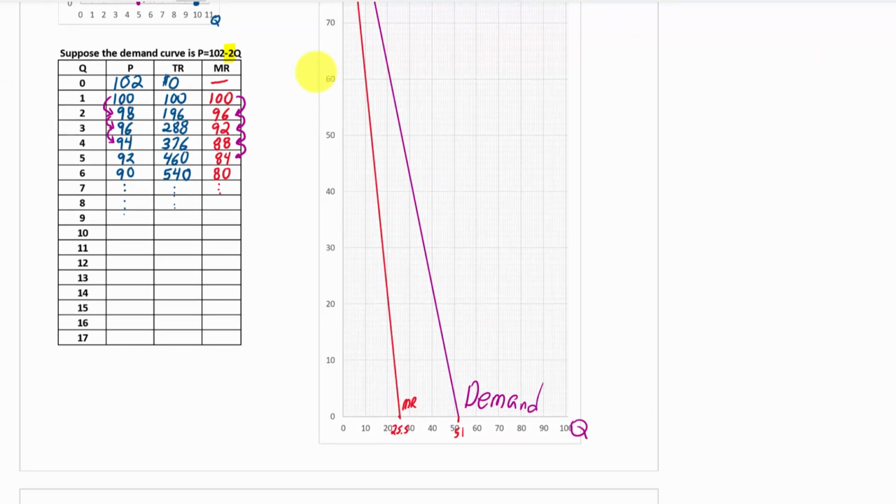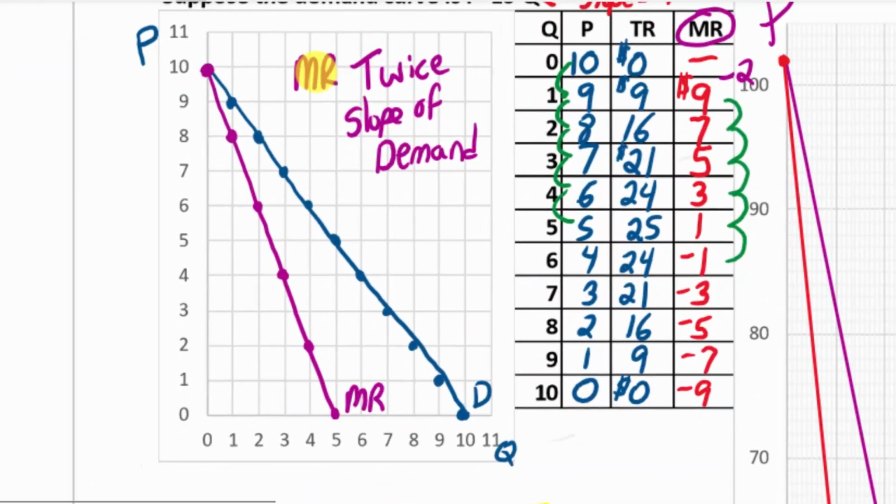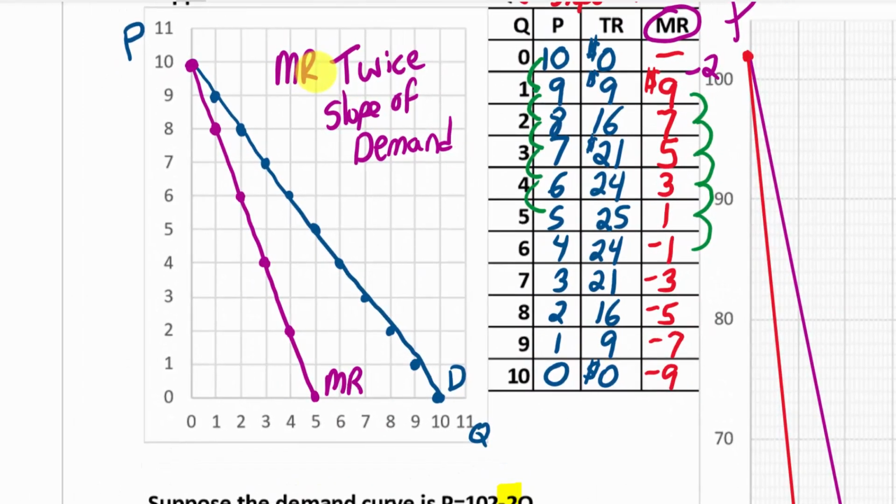Okay? So that's the general principle. Take your demand curve, whatever it looks like. As long as your demand is a straight line, marginal revenue is twice as steep, and also a straight line. So just figure out halfway on the quantity axis, draw a straight line. Lesson over.